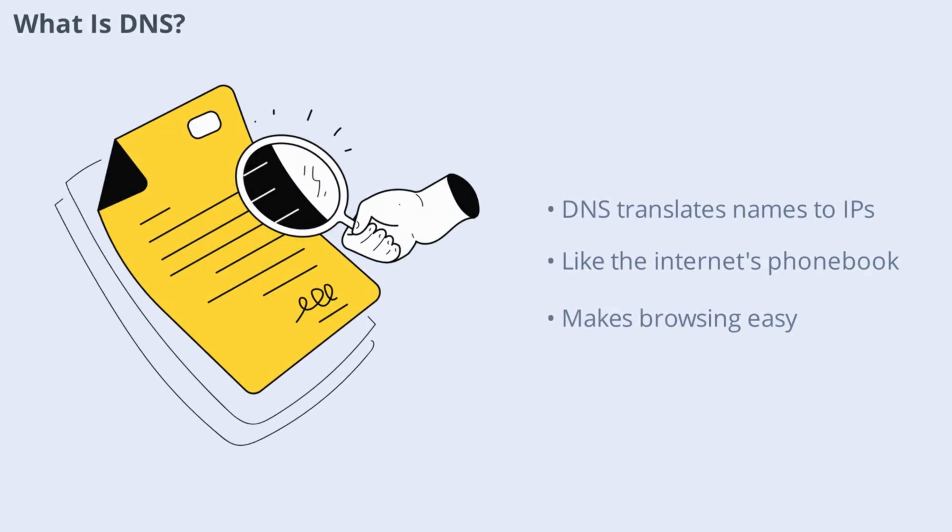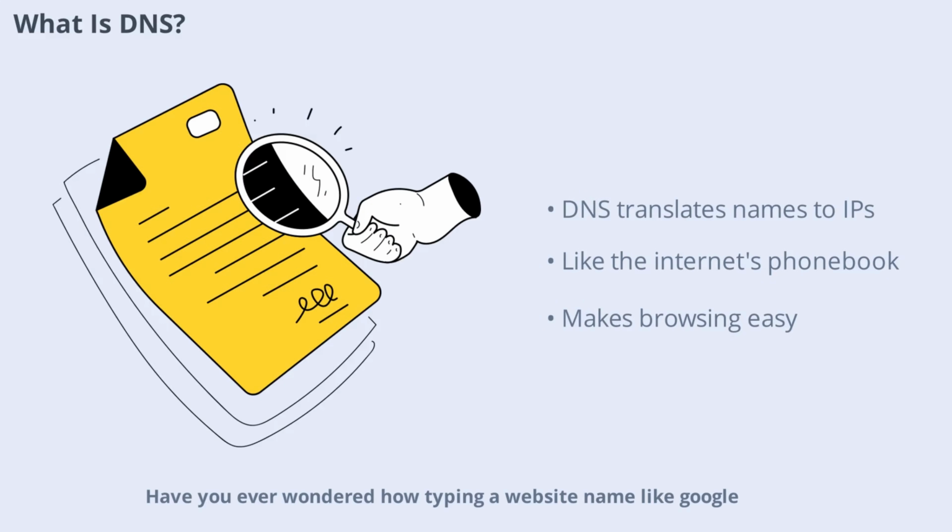Have you ever wondered how typing a website name like google.com takes you to the right place? That's thanks to DNS, or Domain Name System. DNS acts like the internet's phone book, translating easy-to-remember names into IP addresses that computers use. When you enter a website address, your device asks a DNS server to find the matching IP address, so you don't have to remember long strings of numbers. This process happens in milliseconds, making browsing seamless. Let's see how DNS keeps the internet user-friendly and efficient.